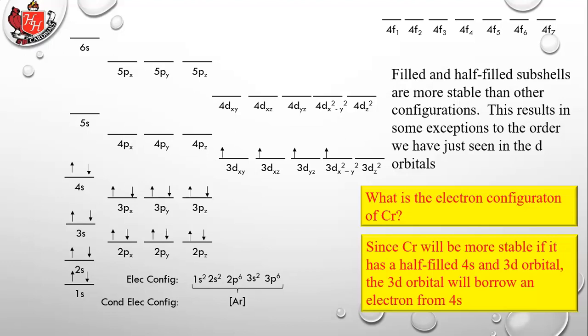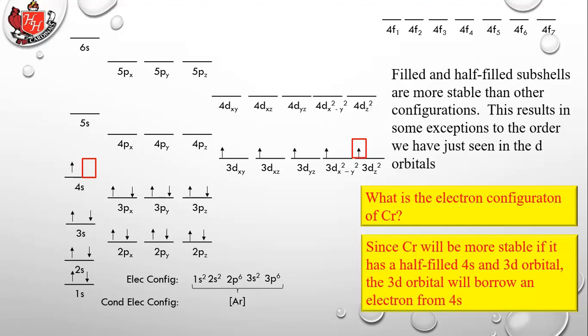So watch what happens. Watch the 4s line over there. Put a box around it. We're going to take that electron away from the 4s, and we're going to put it, look over at the 3dz2 over there on the right. We're going to put it in there. Now chromium has a half-filled 3d orbital. How did it do it without changing the number of electrons? It just borrowed one from the 4s.